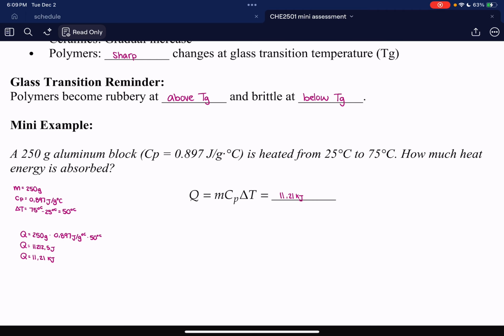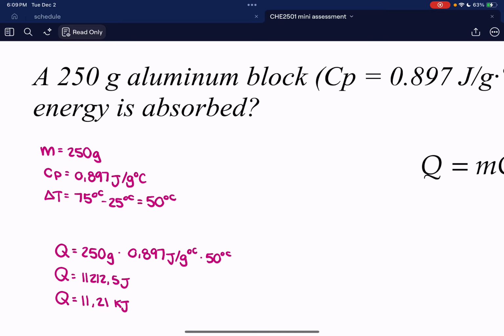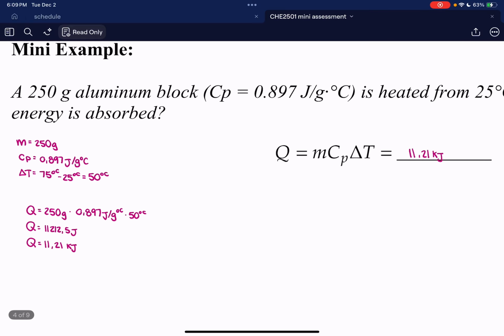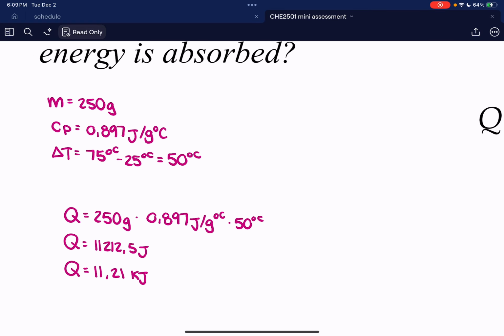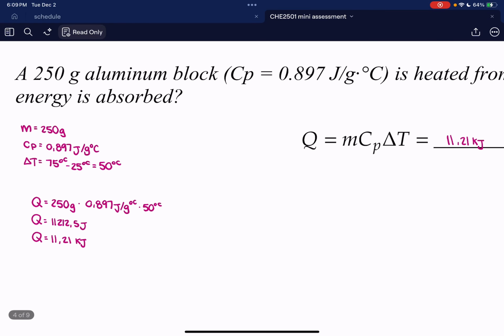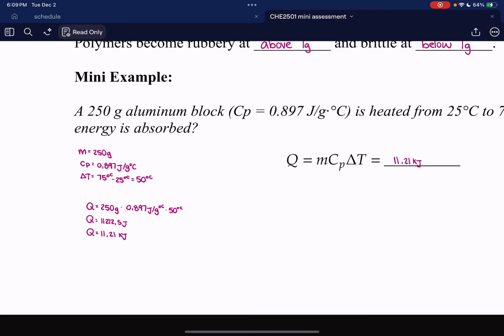Here's a mini example. A 250 gram aluminum block with a heat capacity of 0.897 joules per gram degree Celsius is heated from 25 degrees to 75 degrees. How much heat energy is absorbed? The mass is 250. We can write down all of our givens. We know the heat capacity. We can find delta T because we know the final and initial temperature. Finally, we can solve for Q since we have everything for that formula, and you'll find 11.21 kilojoules.